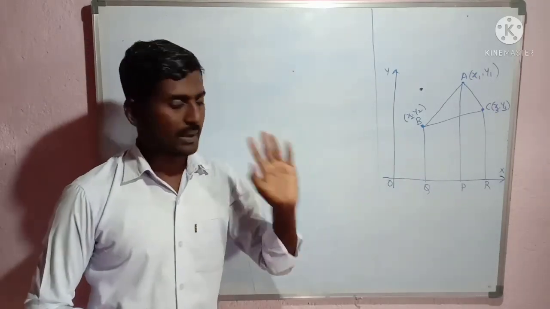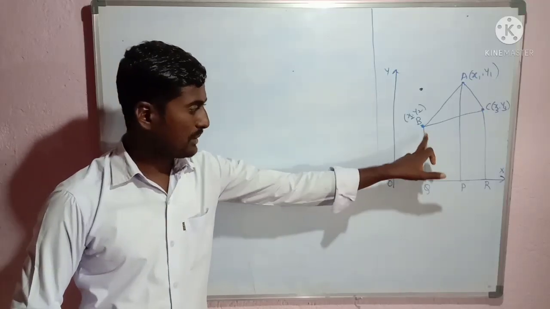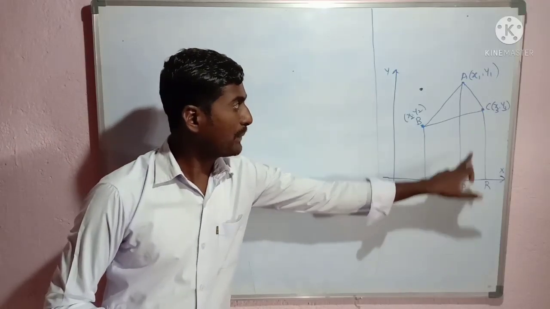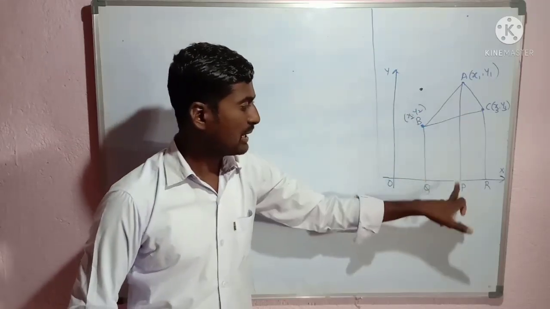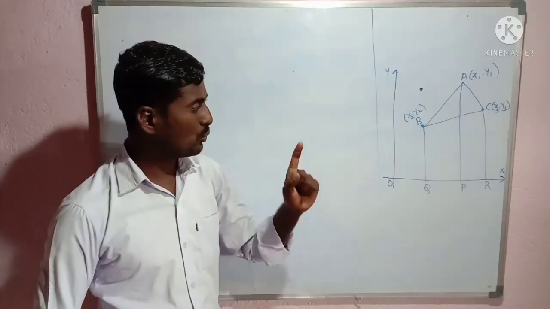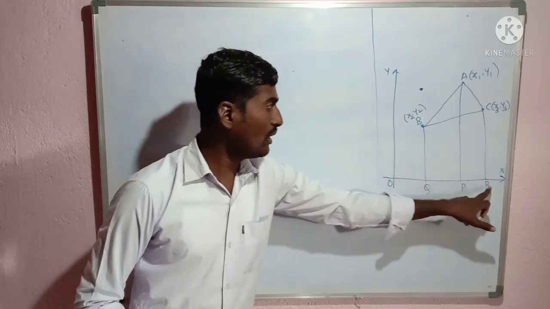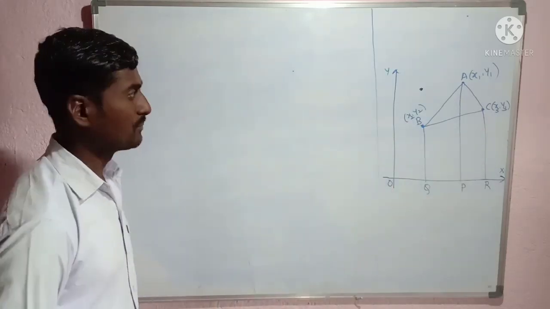So there are 3 trapeziums formed. Trapezium BQPA, one trapezium. APRC, one trapezium. One more is BQRC, that is one more trapezium.